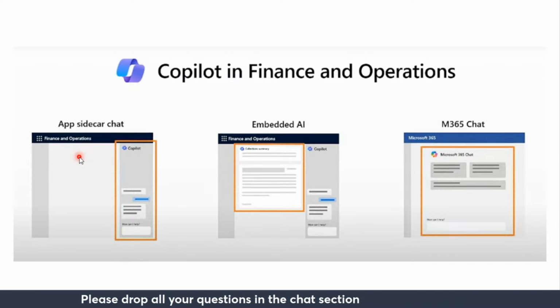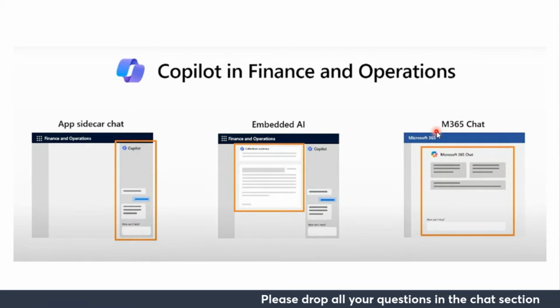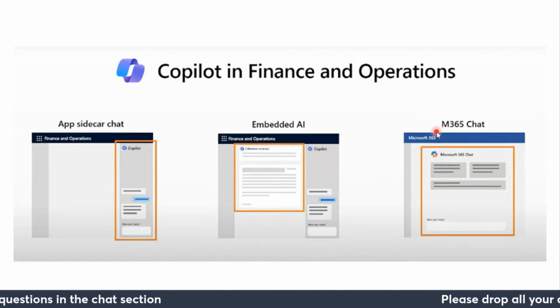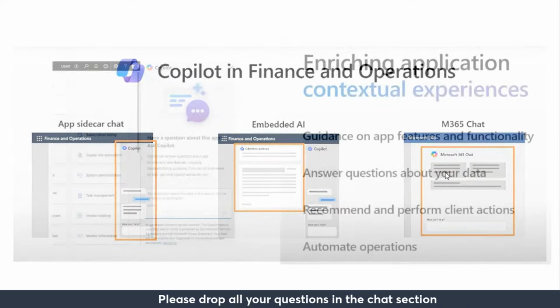This one and this one look very similar, but this is more powerful because it actually talks to your data. It can generate a report or a summary. You can ask Copilot, okay, what is the customer balance? So these are all custom Copilots, right? You can create these custom Copilots using Copilot Studio. So this is all about the Copilot in Finance and Operations.